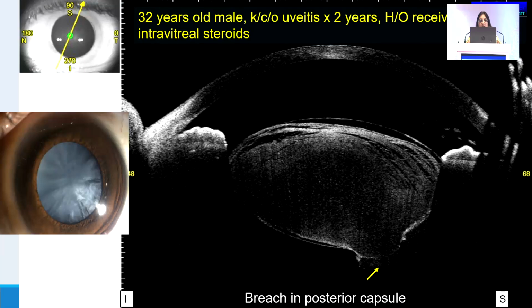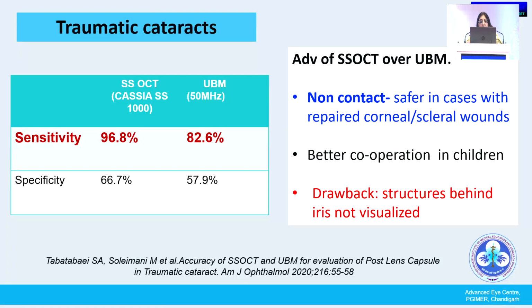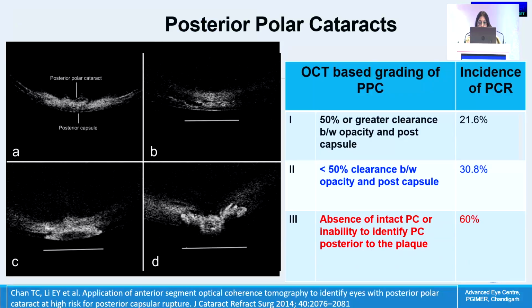We know that we are going to need a vitrectomy probably and the type of lens that we want to plan. In traumatic cataracts, the sensitivity of the swept source OCT has been shown to be extremely good. It's close to 97%. And the advantages of a swept source OCT over the UBM are that it's non-contact, so it's safer in cases with repaired scleral wounds. We have better cooperation in children. The only drawback being that structures behind the iris cannot be visualized, which can be seen with a UBM.